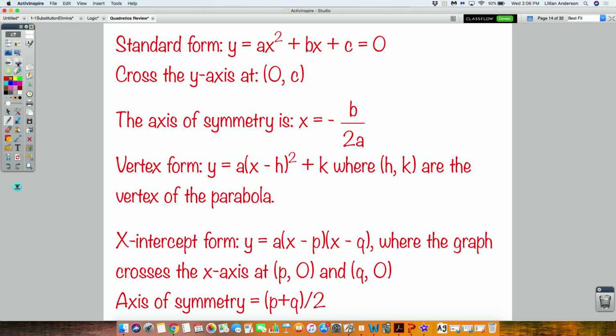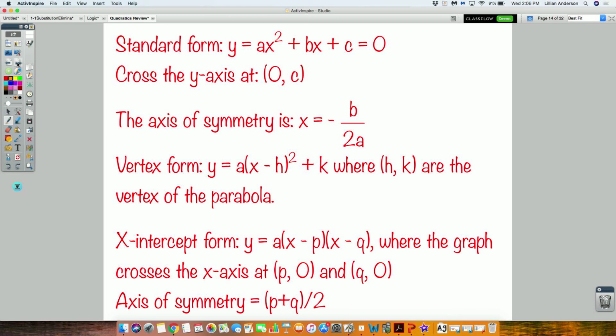And remember, when it was in that form, you knew automatically where the y-intercept was. It was just whatever the value of c was. The axis of symmetry was x equals negative b over 2a, and that was the only piece of information about these models that was given to you. Okay? On your reference sheet, I think.